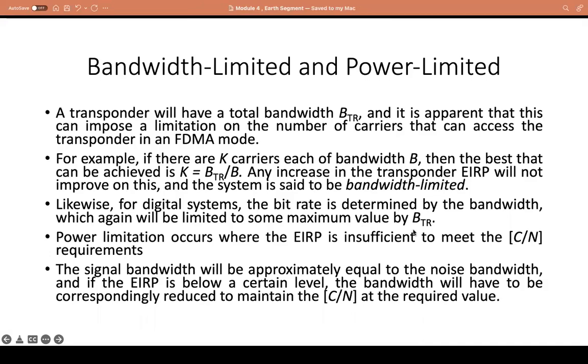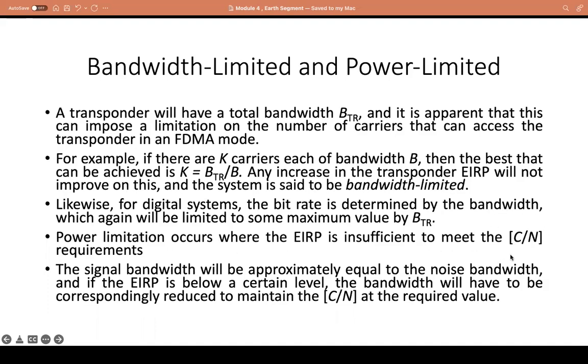Likewise, for digital systems, the bit rate is determined by the bandwidth, which will again be limited to some maximum value by BTR. Power limitation occurs when EIRP is insufficient. We know that many things are combined: EIRP, the uplink frequency, the downlink frequency. So many things are connected. If things work in tandem, together, only then will we be able to achieve successful communication. If not, it's going to be impossible.